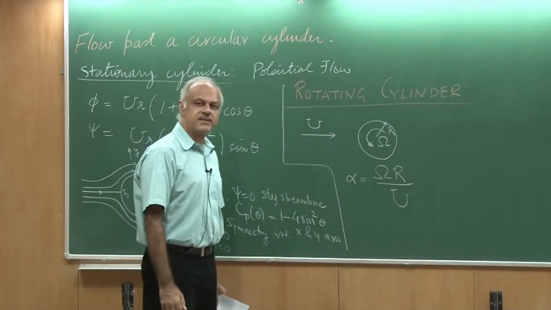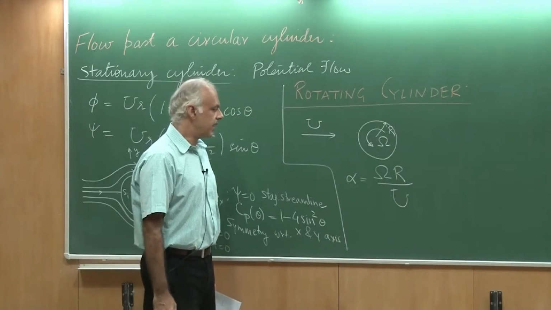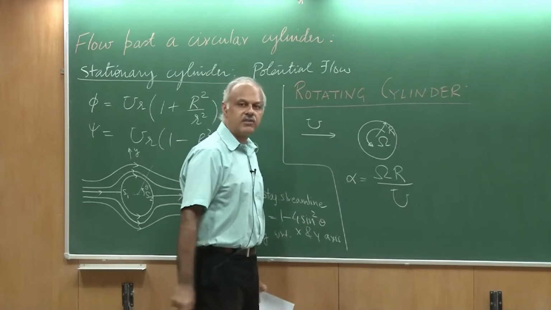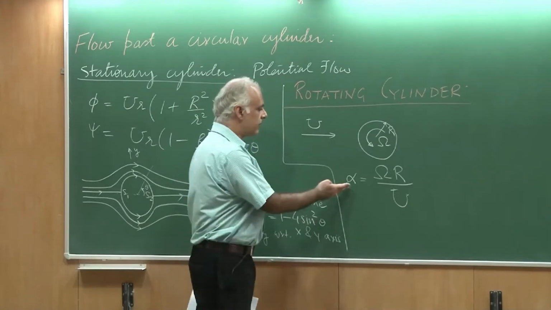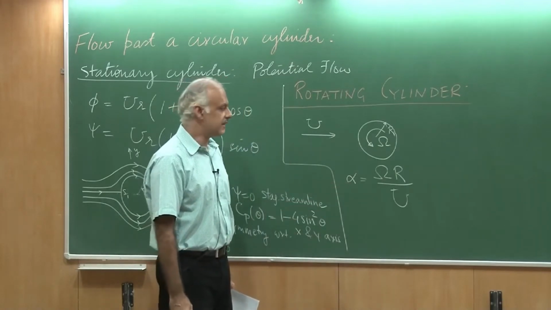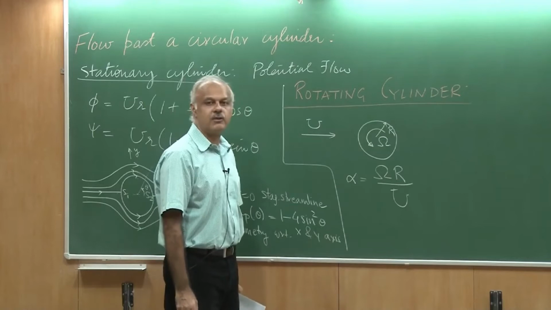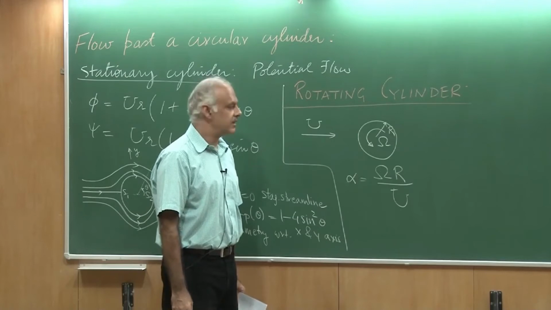And I want to ask myself a question, what happens to the flow as I increase alpha from 0 to a reasonably large value. Alpha equal to 0 would again give me back a stationary cylinder. Okay? So that's the mathematical model I want to construct. And I want to stay within the regime of potential flow.